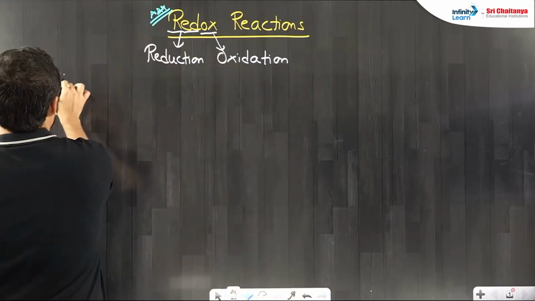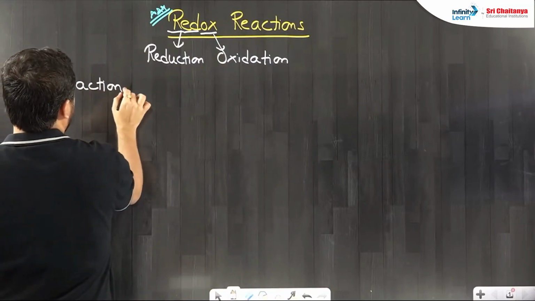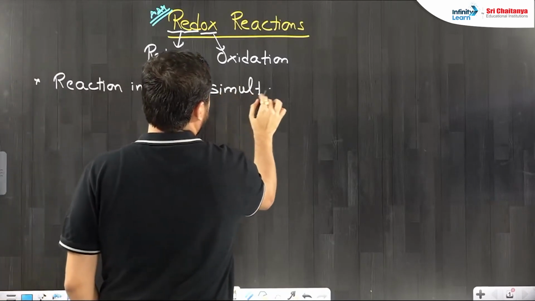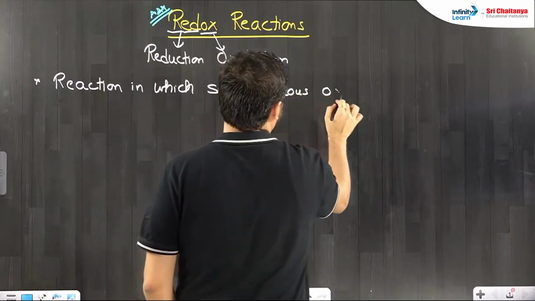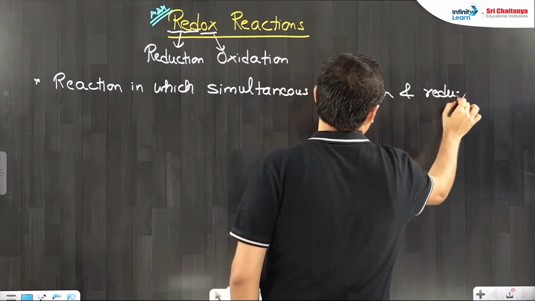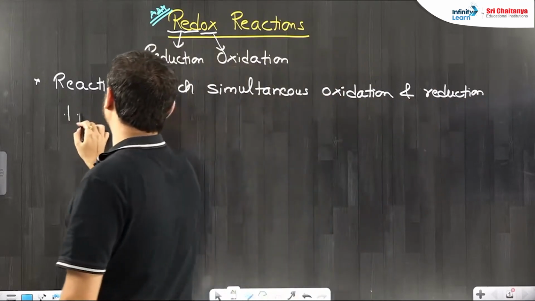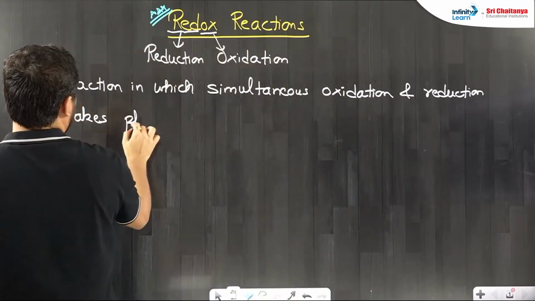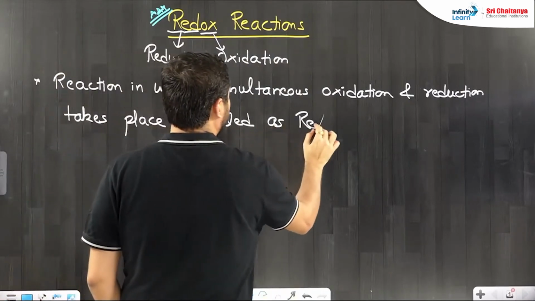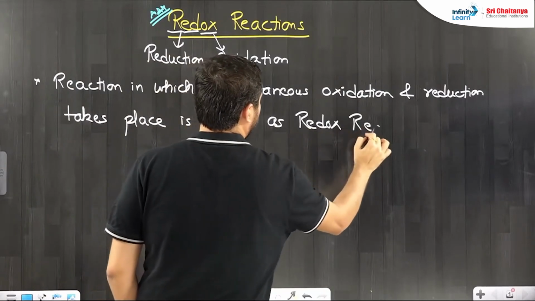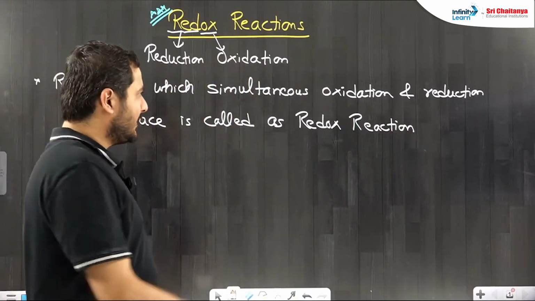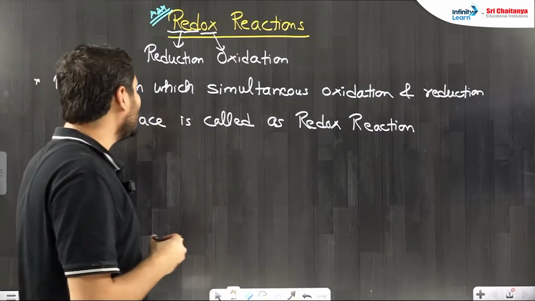So what do we write? A reaction in which simultaneous oxidation and reduction takes place is called a redox reaction. Clear? So this is the simple definition of redox, but here two new terms we have written.